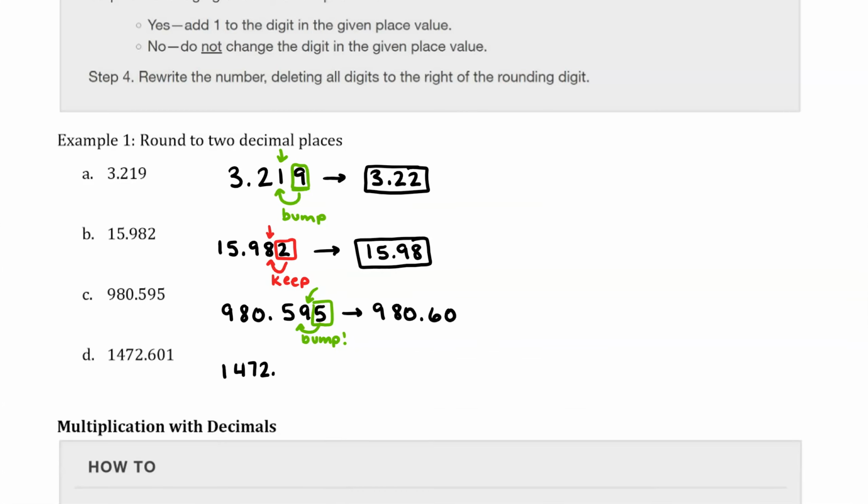1,472.601. So I'm going to either have 1,472.60 or 1,472.61. I look to the right. The number to the right is 1, which is between 0 and 4. So I'm going to keep that digit. So my final answer will be 1,472.60.